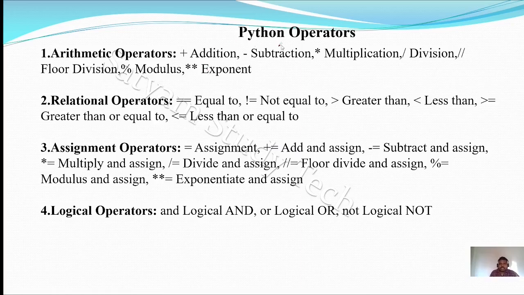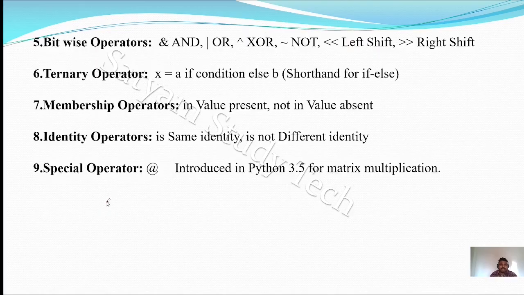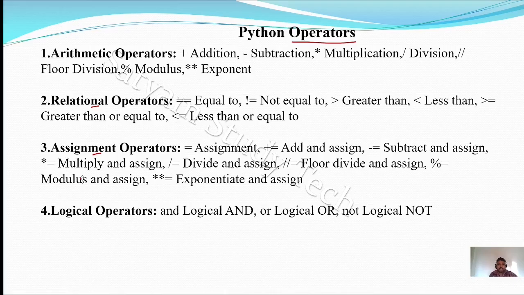Today's topic is operators in Python. So what are the operators supported in Python? You can see them one by one: arithmetic operators, relational operators, assignment operators, logical operators, bitwise operators, ternary operators, membership operator, identity operator, and special operators. These are the operators supported in Python.